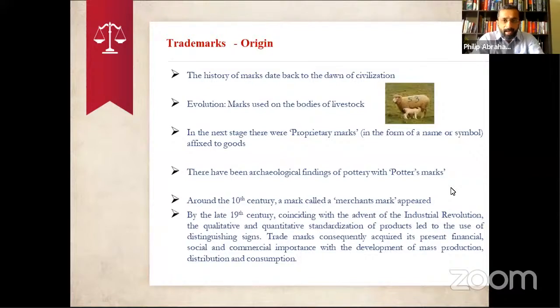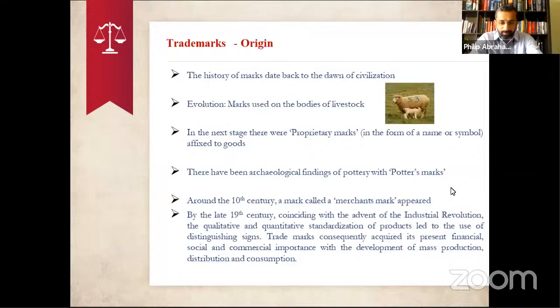Now, coming to the background or the origin of trademarks itself, the history of marks date back to the dawn of civilization. Very often I'm asked by students and even my colleagues and peers, are trademark or intellectual property rights laws new to India? The fact is no, it isn't. The concept of trademarks has existed for a long time.